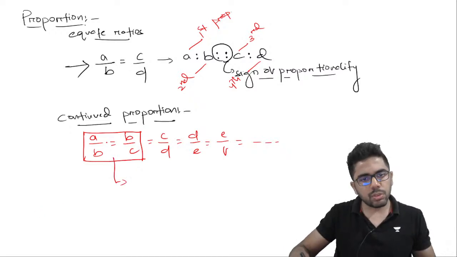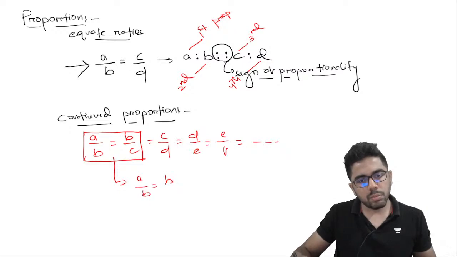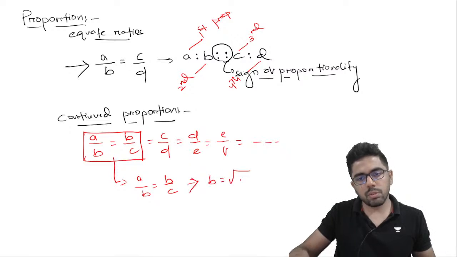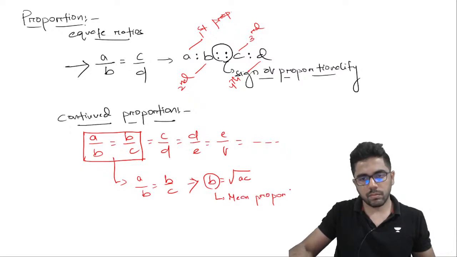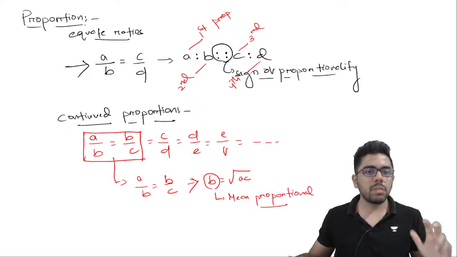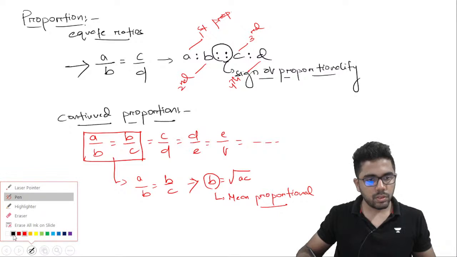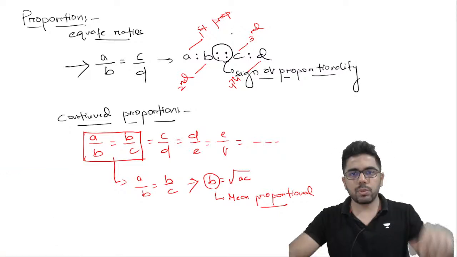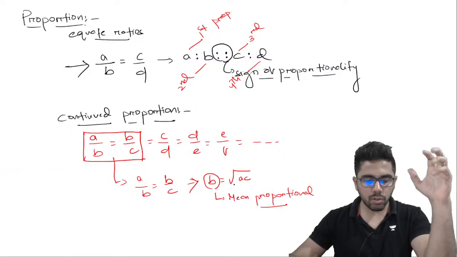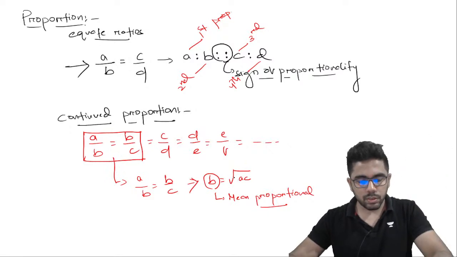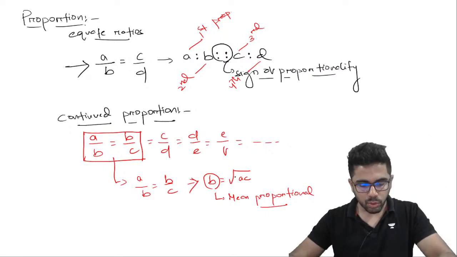And मान लो उसका मैं पहला दो terms लेता हूँ. So I can write A by B is equal to B by C. Or from this you can write B is equal to square root of AC. This B is called as mean proportional. So first proportional, second proportional, third proportional, fourth proportional, this B is called as the mean proportional. Hope this makes sense, all of you.